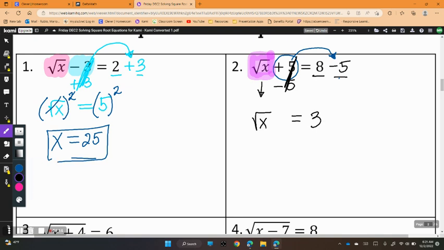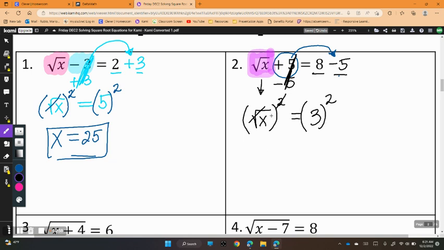Okay. Now that I'm just left with the square root of x, now I can go ahead and square this side, and then I square everything on the other side. The square root, the power of 2 and the square root cancel each other out. So now I'm left with what's on the inside. So I bring down my x, and then 3 squared is 3 times 3, which is 9.